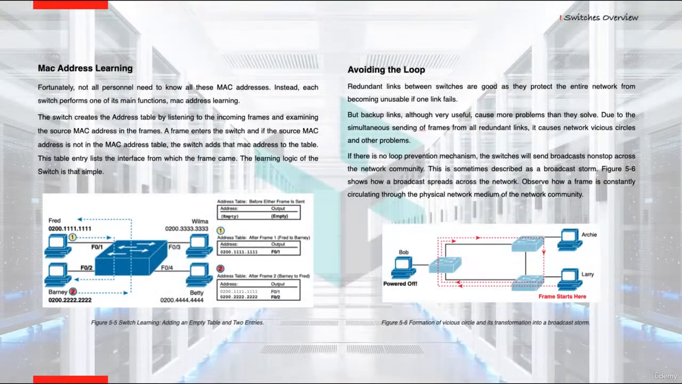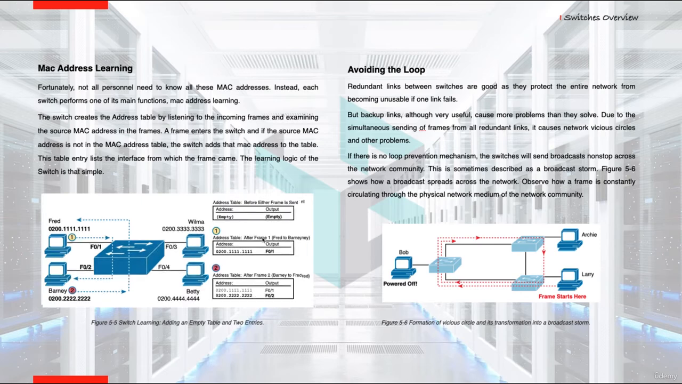In the first step, the MAC table is empty on the switch. When an Ethernet frame is sent, the switch adds the MAC address to the MAC table. As you can see here, when Fred is going to forward a packet to Barney, he sends a frame to the switch, adding his MAC address to the MAC address table as FastEthernet 0/1.